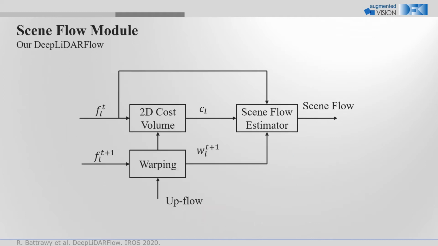Scene flow is predicted at each scale, from coarsest until finest. The previously estimated scene flow is used for warping, before a cost volume is constructed. The cost volume along with the warped and reference features is the input for actual scene flow estimation. The prediction at the finest resolution is further refined by a context network.